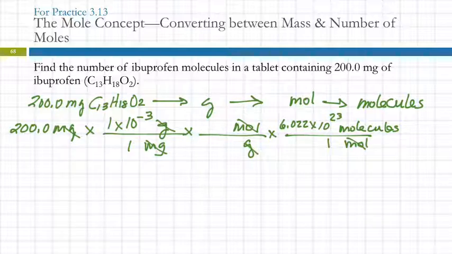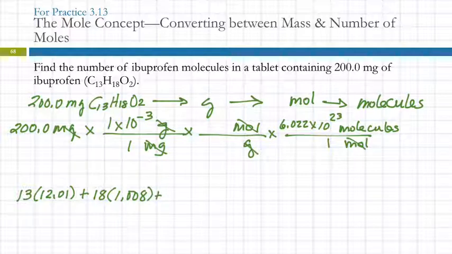So this time I'm not going to put any units in my calculation. Whenever you calculate a molar mass, this is what I think you should write down, just, on the edge somewhere. So we've got 13 carbons, 13 times 12.01, plus 18 hydrogens times 1.008, plus 2 oxygens times 16.00.